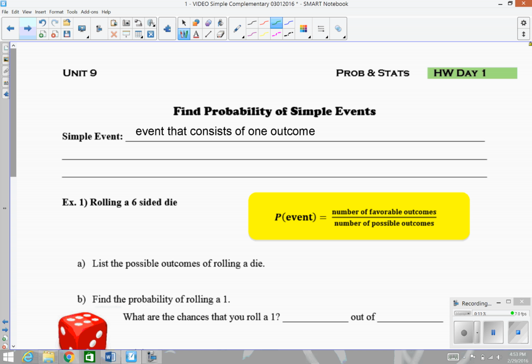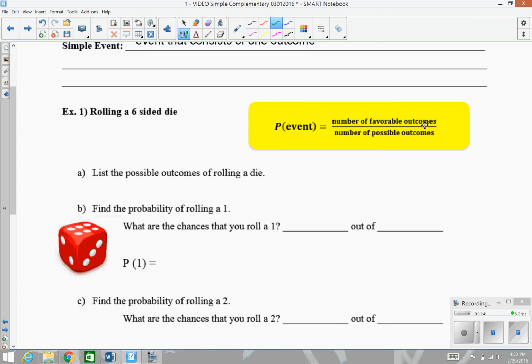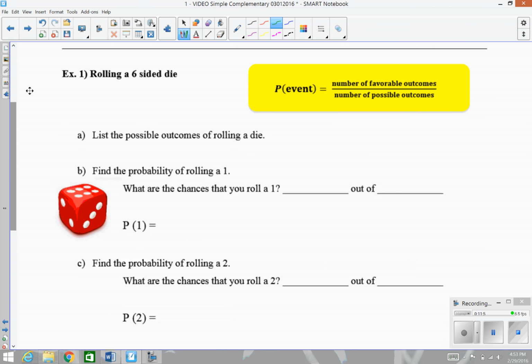Okay, so now that you have some background, we can start finding probability. Actually doing some math. We're going to start with simple events, which are events that consist of one outcome. Remember, we're going to do our likely outcomes over possible outcomes. So when rolling a die, we know you could roll 1, 2, 3, 4, 5, or 6. That goes down here.